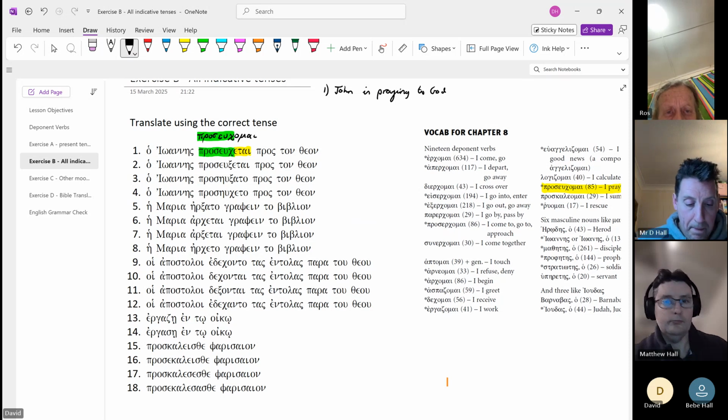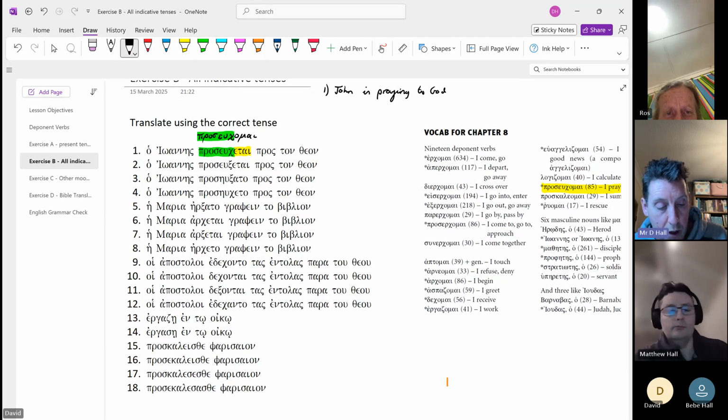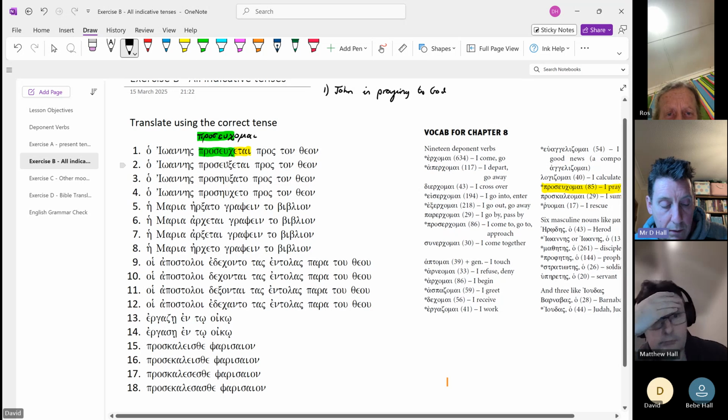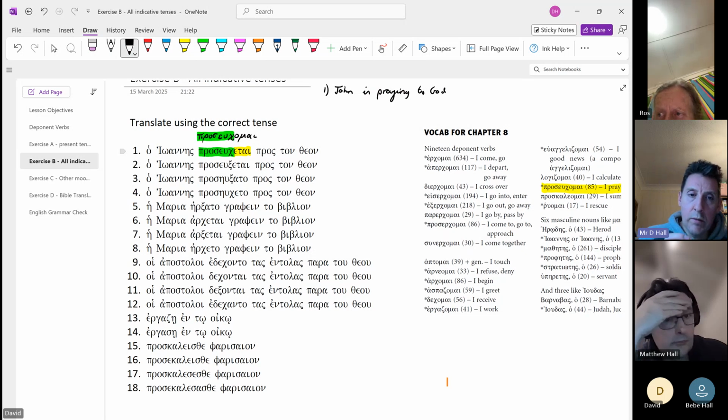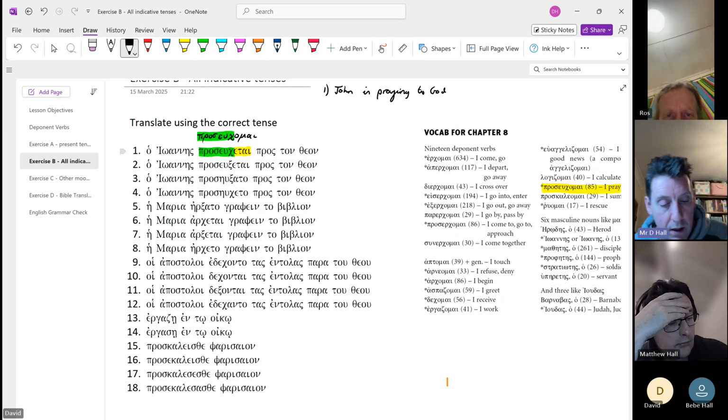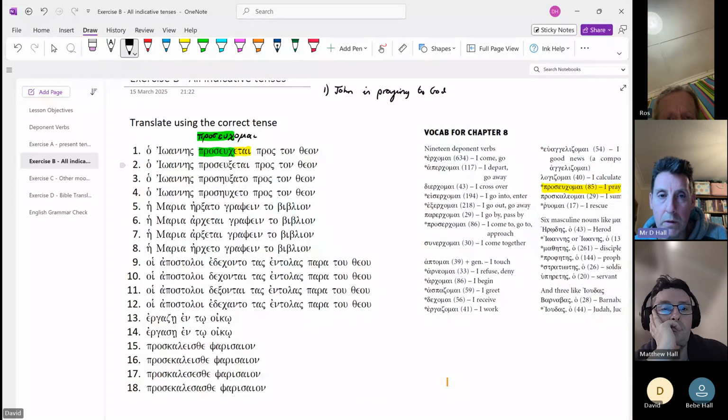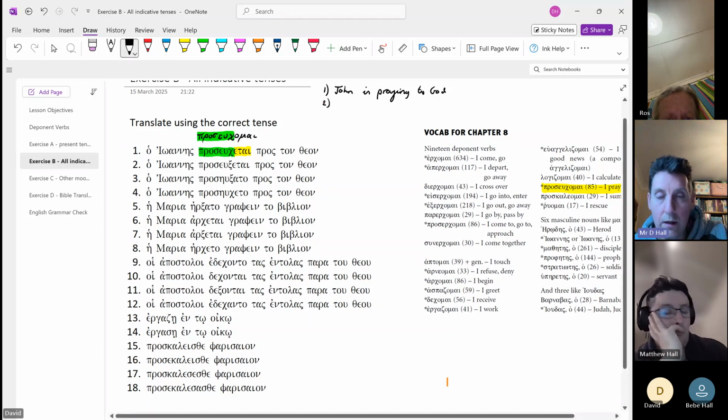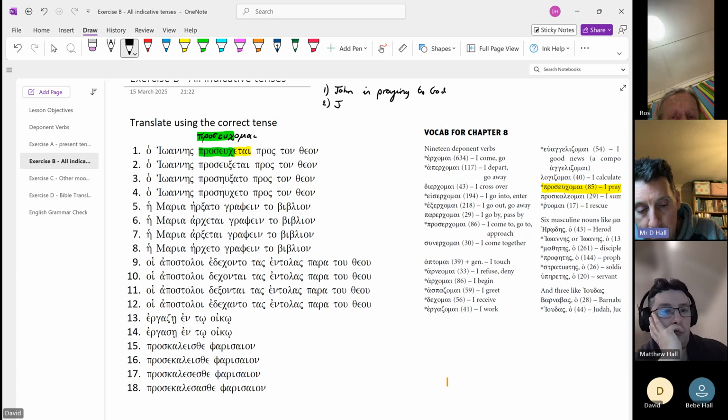When we come to number 2, looking at how this particular verb works, we've got proseu and then xetai rather than proseuchetai. So we've had a contraction here. We've added a sigma in, and it's turned the chi into the xi. So we must be dealing with proseuchomai, the verb to pray, but with a sigma added and no epsilon at the front, which means we're dealing with a future tense. So for number 2, we have John will pray to God.